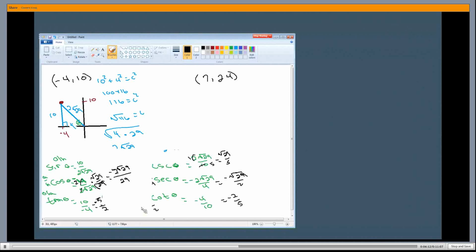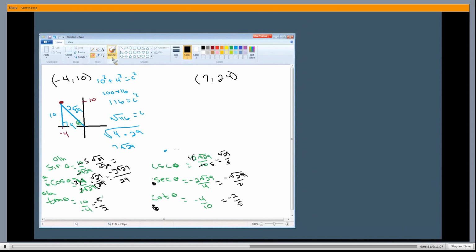My 2 went over here. I didn't mean for it to. And now we have to rationalize over here. So we're going to reduce first and multiply by the square root of 29 over the square root of 29. And 5 square roots of 29.